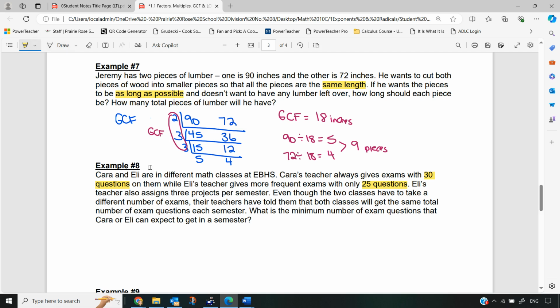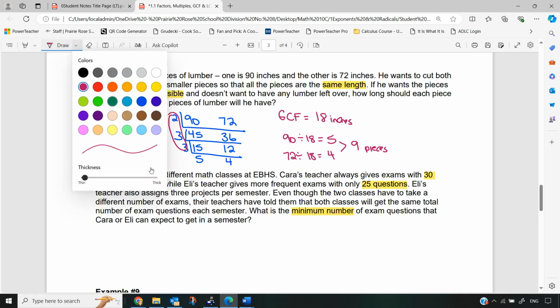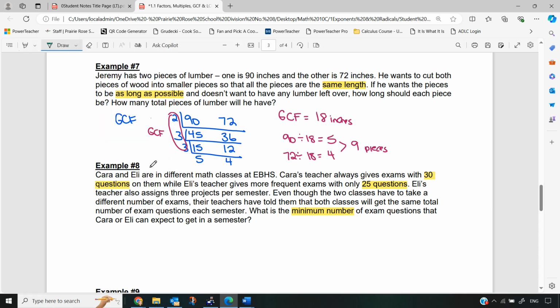All right, so we are looking for LCM because it says the minimum number of exam questions. That's the least number. So we're looking for the smallest number. So we're looking for LCM. So again, I'm going to have you pause the video and find the LCM of 30 and 25.